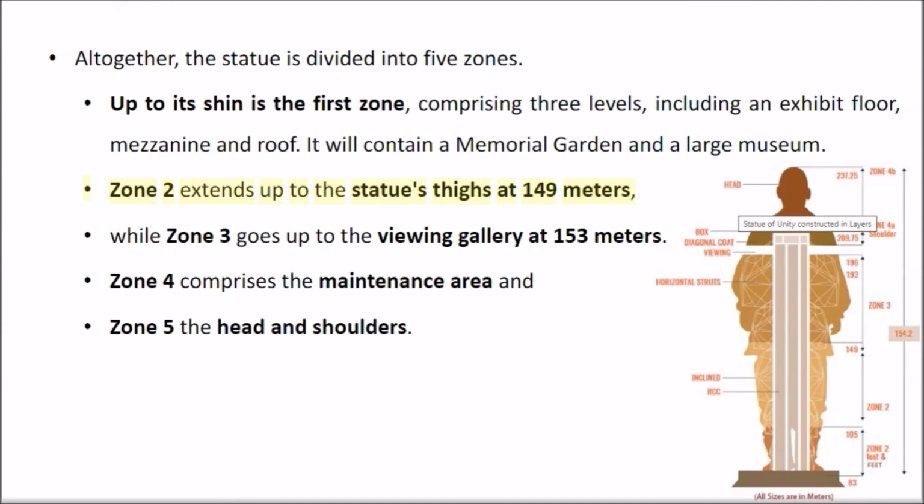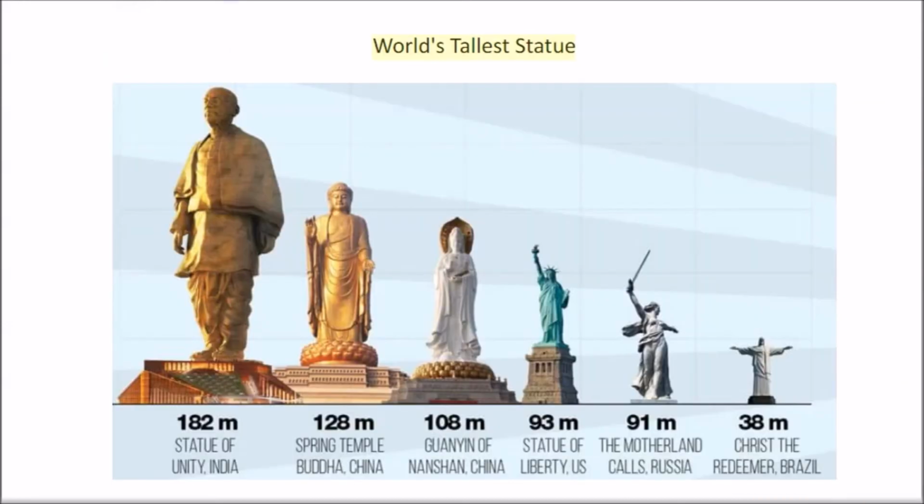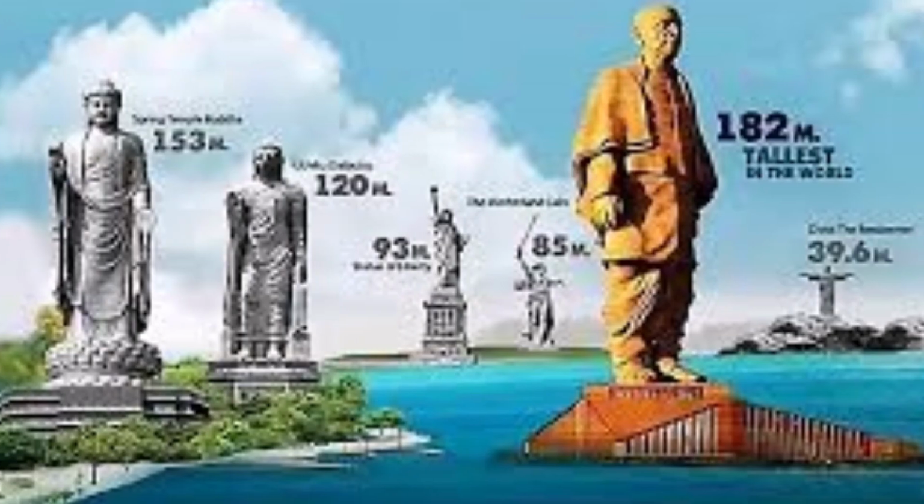Zone 2 extends up to the statue's thighs at 149 meters, while Zone 3 goes up to the viewing gallery at 153 meters. Zone 4 comprises the maintenance area and Zone 5 the head and shoulders. World's tallest statue.